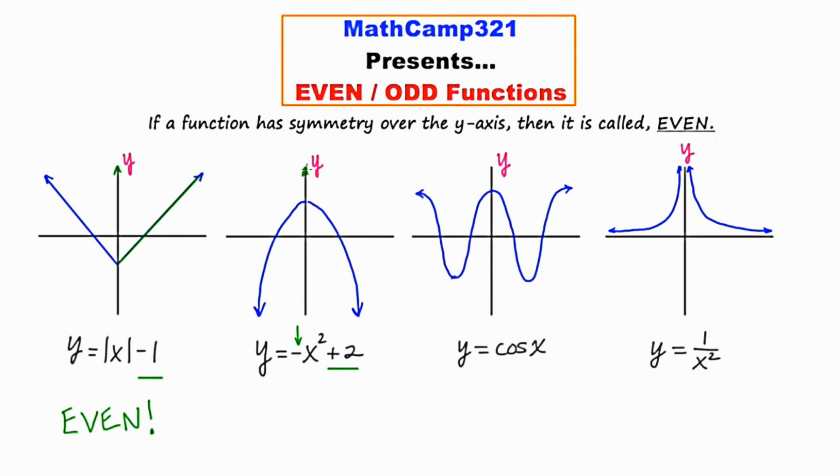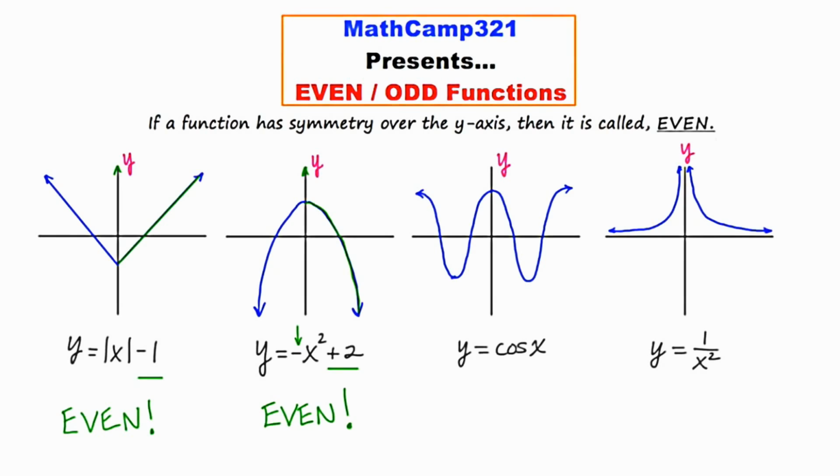If I were to fold along the y-axis, one side of the parabola would line up exactly with the right side. Now coloring this in green is a little bit harder because this pen is a little bit temperamental, but this part that I'm making green, if I were to fold over the y-axis, it would line up with the blue side. So this is also an even function.